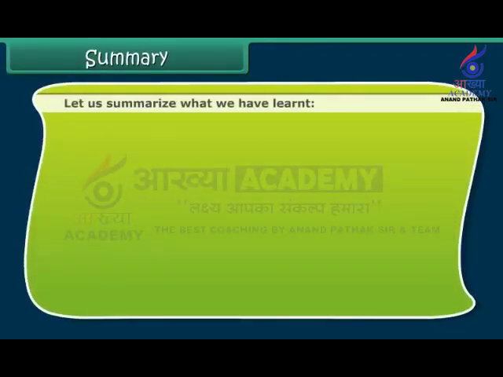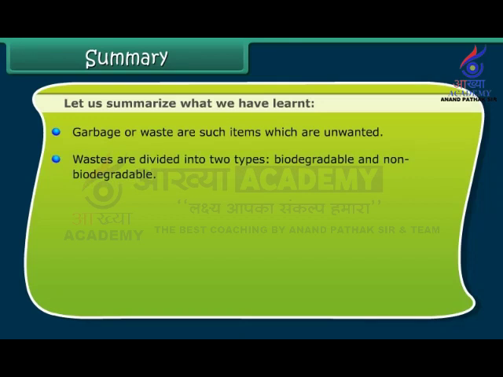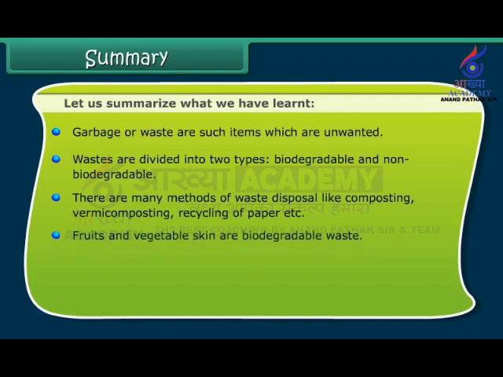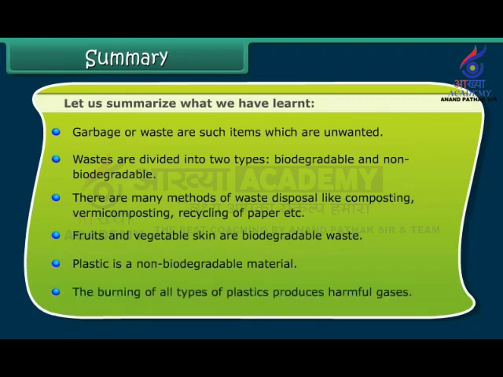Summary. Let us summarize what we have learned. Garbage or waste are such items which are unwanted. Wastes are divided into two types: biodegradable and non-biodegradable. There are many methods of waste disposal like composting, vermicomposting, recycling of paper, etc. Fruit and vegetable skin are biodegradable waste. Plastic is a non-biodegradable material. The burning of all types of plastics produces harmful gases.